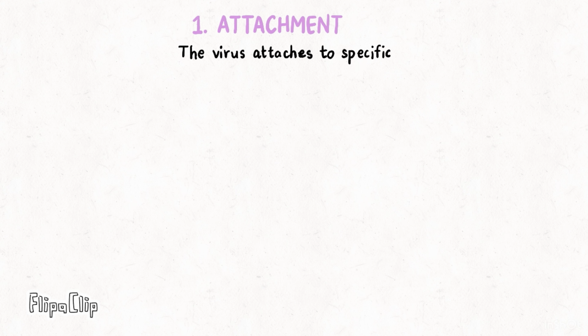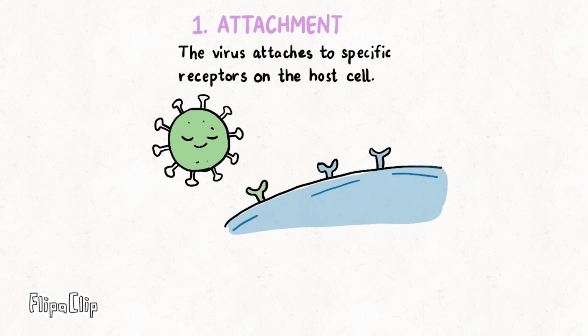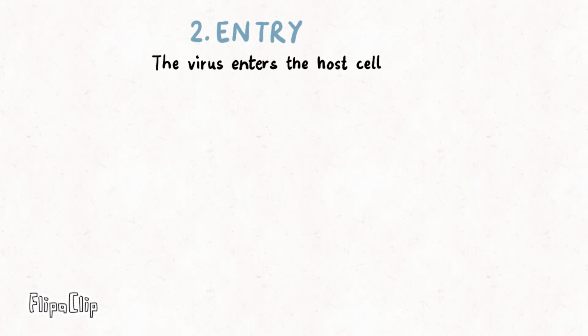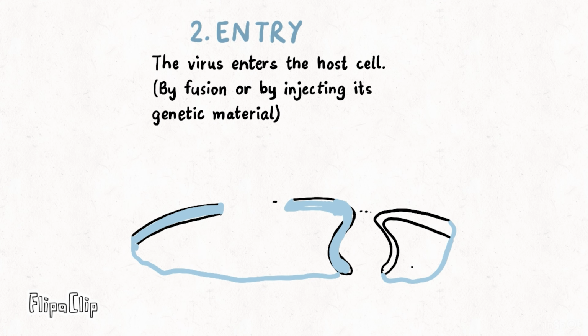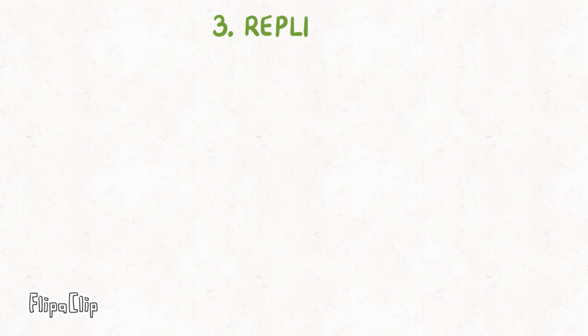First comes attachment. The virus finds the right host cell and attaches to specific receptors on its surface, like a key fitting perfectly into a lock. Next is entry. The virus enters the cell either by merging with the membrane or by injecting its genetic material directly inside the cell. Basically, it sneaks in. Once inside the cell, the virus releases its genetic material into the host cell, and now the real takeover begins.